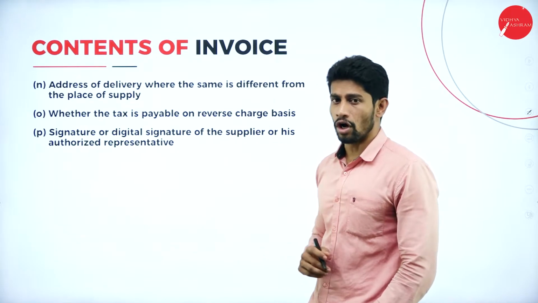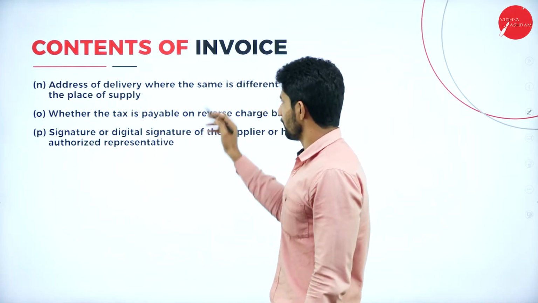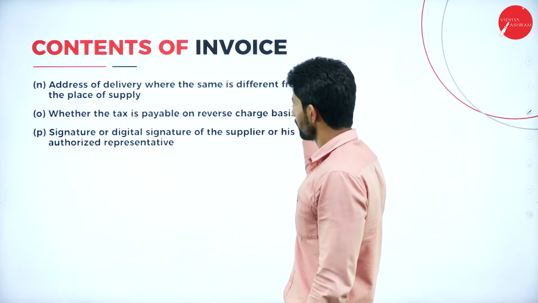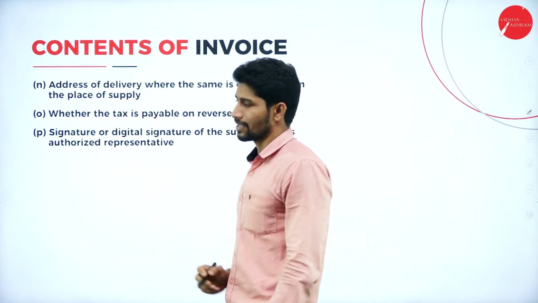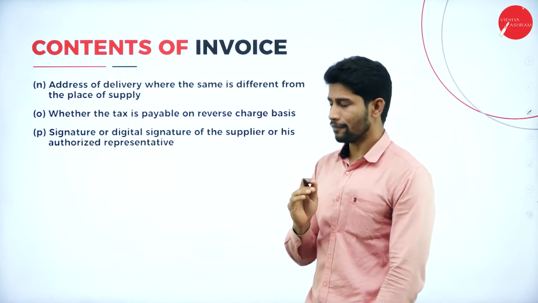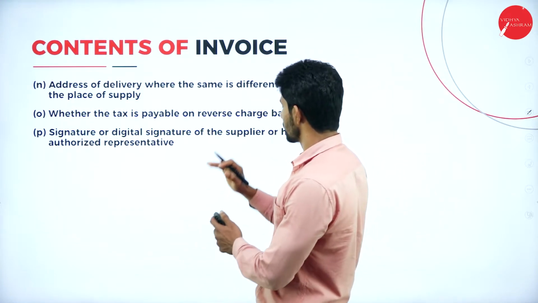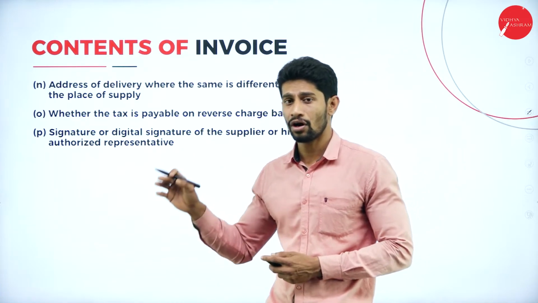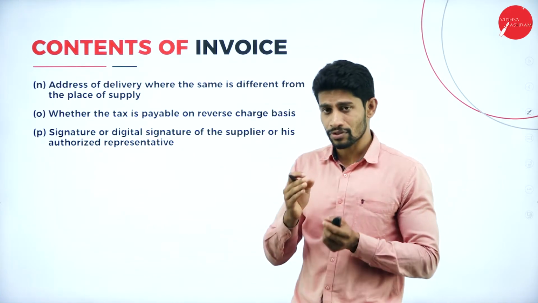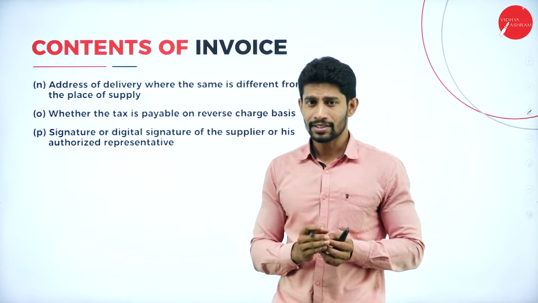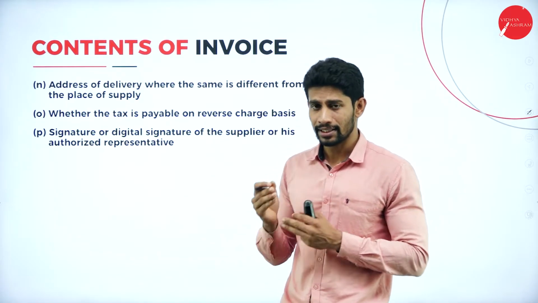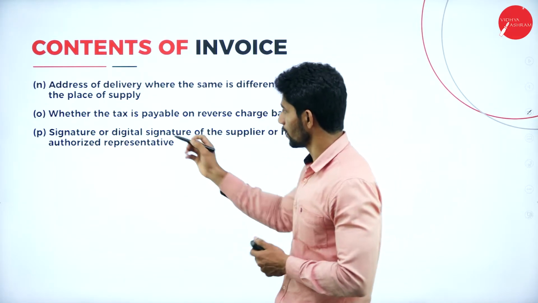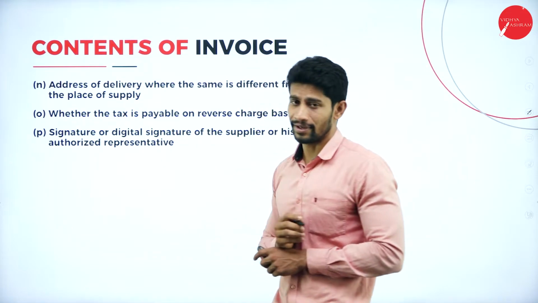Next, address of delivery where the same is different from the place of supply. If the address of delivery is different from the place of supply, then we have to mention the address of delivery. So the buyer is in a different state and the seller is in a different state. At that point of time, we have to mention the address of delivery.